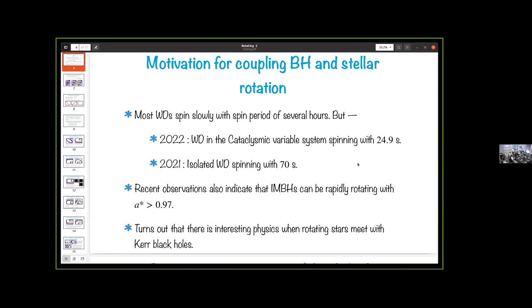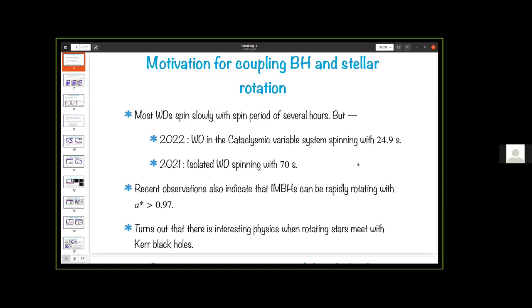So my question is more like, have you tried other values? The scenario you're simulating applies to a maximally rotating black hole, which is like A equals 1, or a non-rotating black hole, which is 0. Have you tried any intermediate values? Because these are really two extreme cases, so I'm interested to see that.